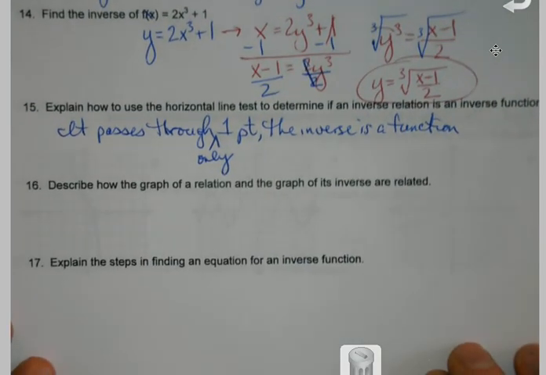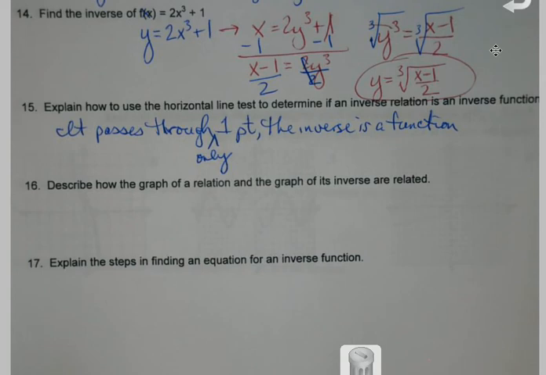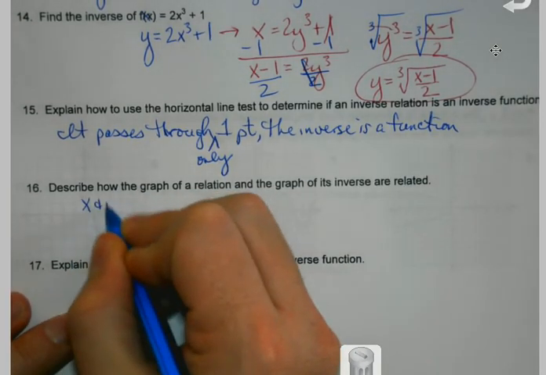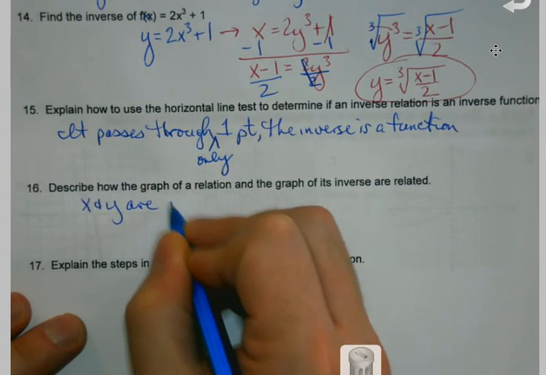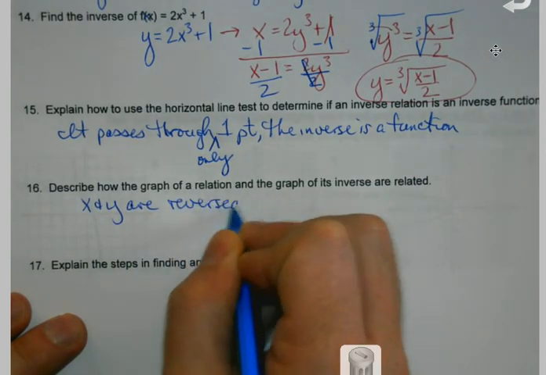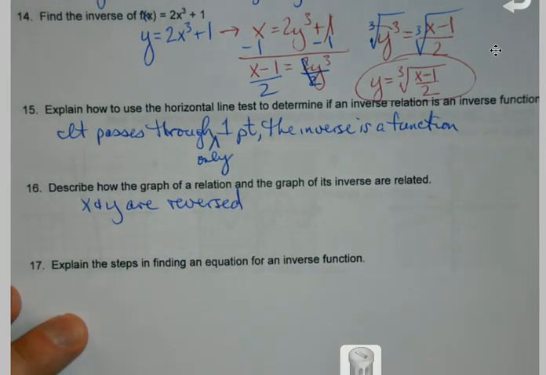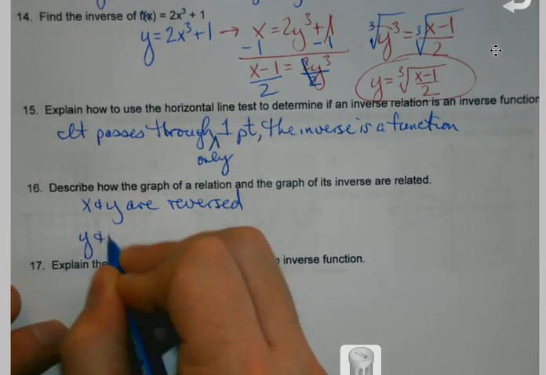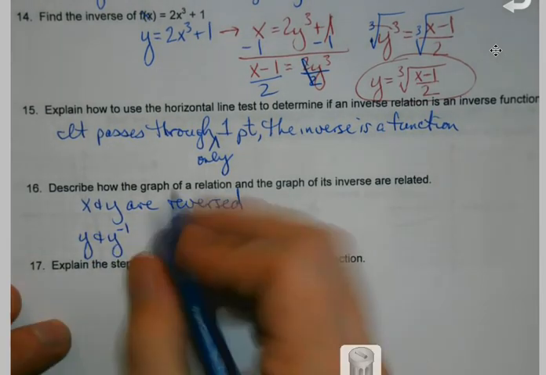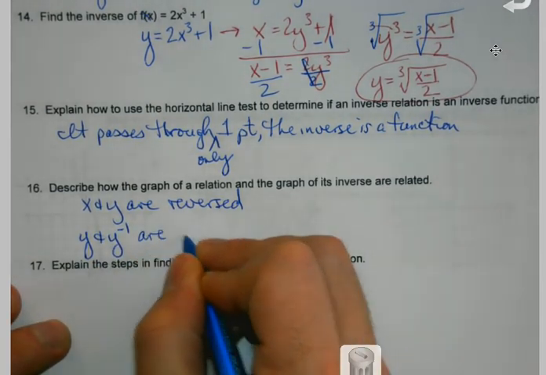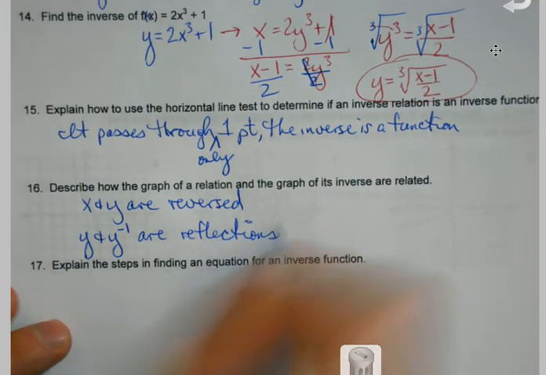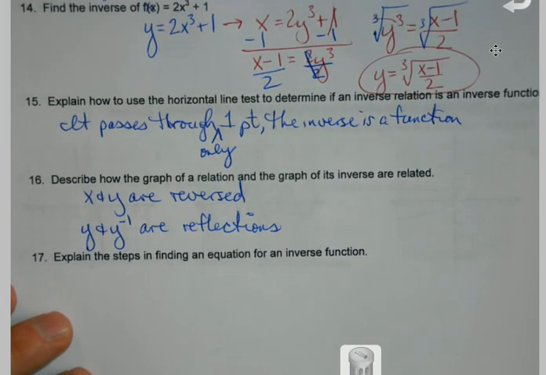Oh, let's see here. Describe how the graph of a relation and the graph of its inverse are related. Well, there's a couple of things. One thing you could tell me is about how x and y are reversed. You also could say y and y sub negative 1 are reflections, because we took a peek at what they'd look like a little bit when we were graphing them.